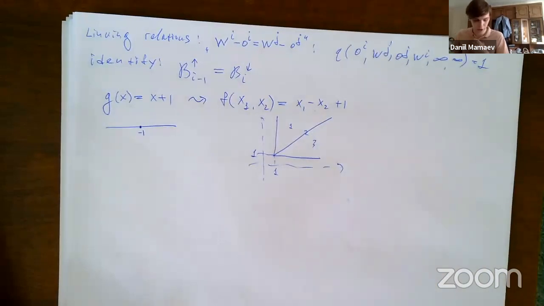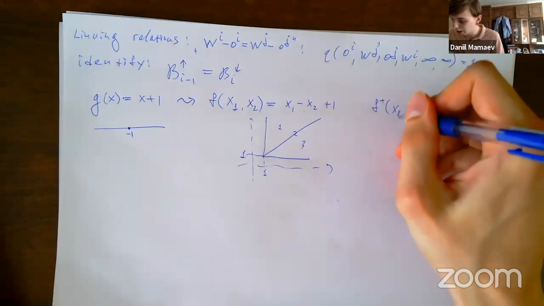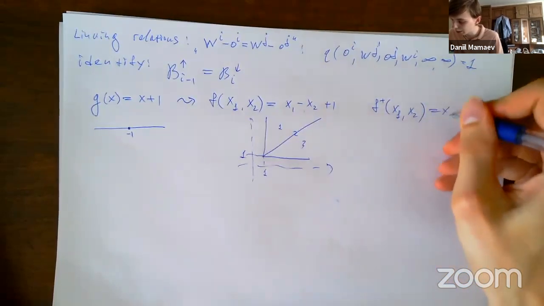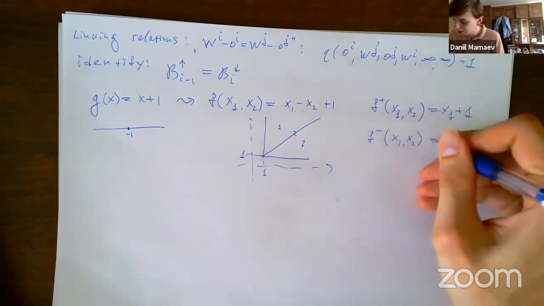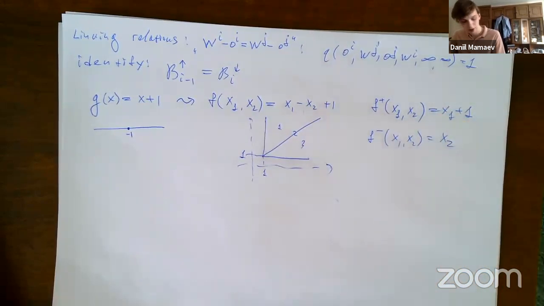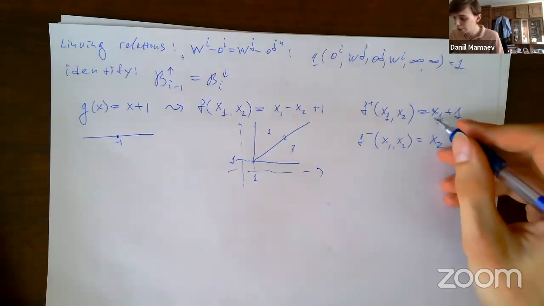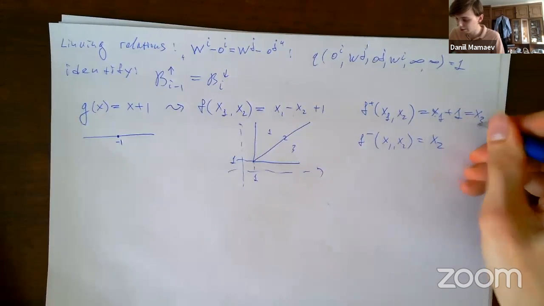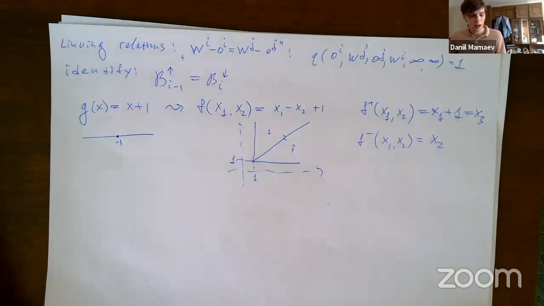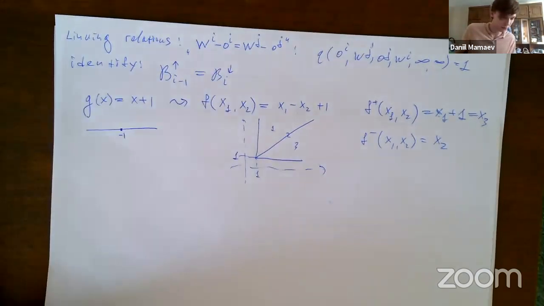Now we want to compute this polynomial. How do we do this? First we decompose it: f plus of x1, x2 is x1 plus 1, and f minus of x1, x2 is just x2. To compute it, we introduce a new variable x3, which is equal to x1 plus 1.